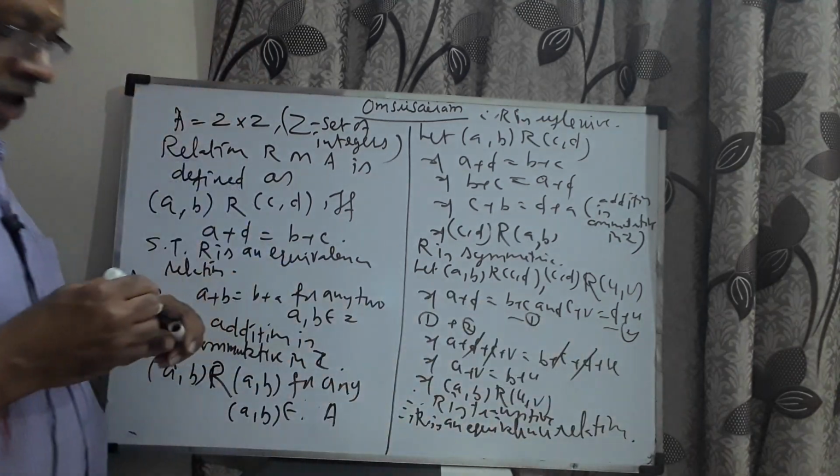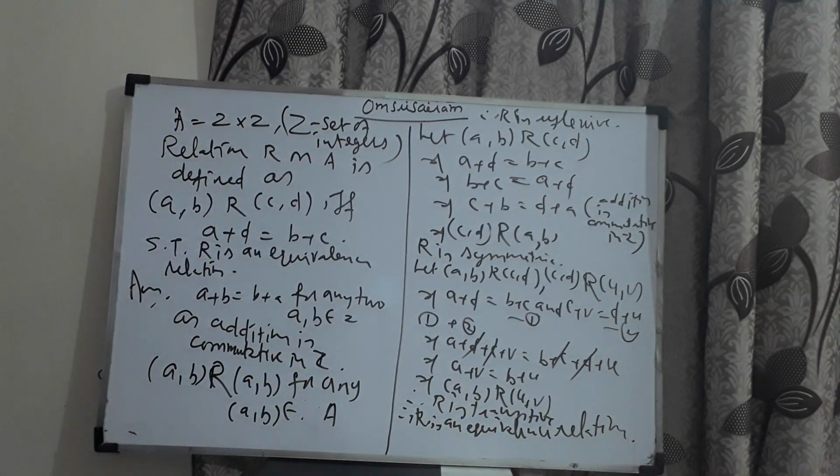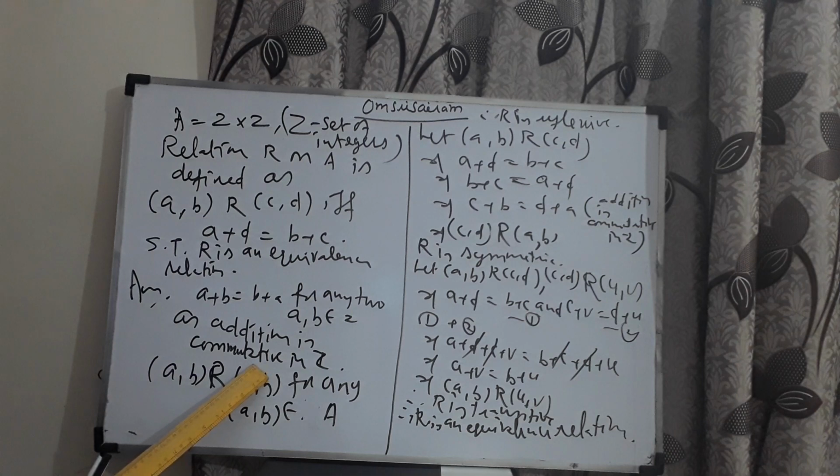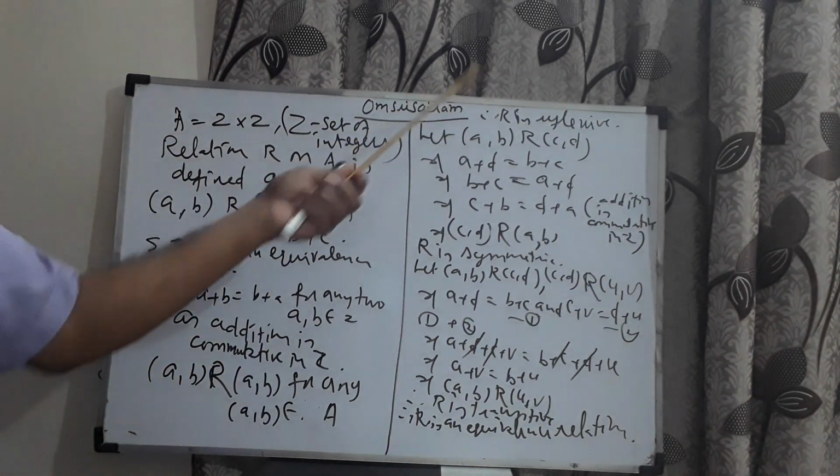Let me just explain the whole lot. Just listen carefully. a plus b is equal to b plus a will be true because addition is commutative in Z. Therefore, (a, b) will be related to itself. Every element will be related to itself. a plus b is equal to b plus a will be true always. That is the real meaning of reflexive nature.